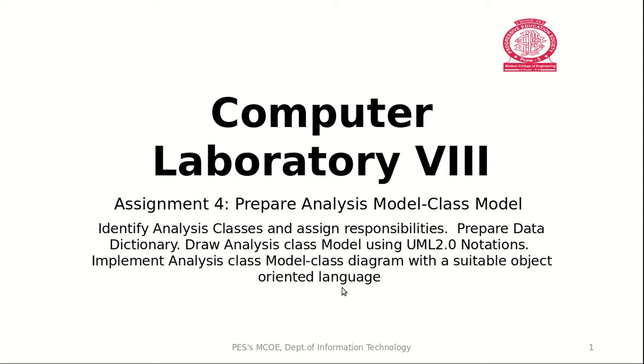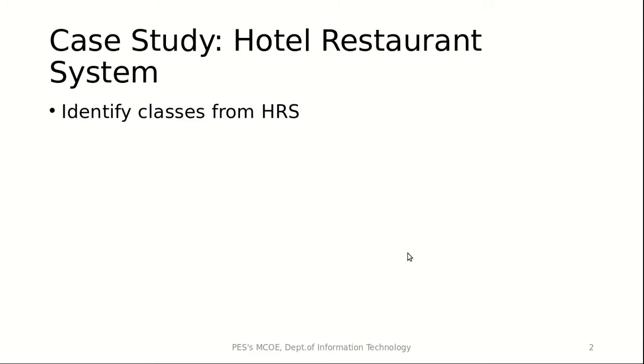First you have to identify the analysis classes, and after that we have to assign the responsibilities. This assignment we are going to perform on a particular case study. The case study is the hotel restaurant system. From that case study we are going to identify the classes and the responsibilities, and after that we are going to draw the class diagram.